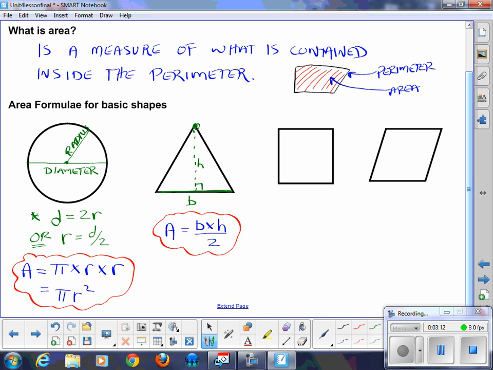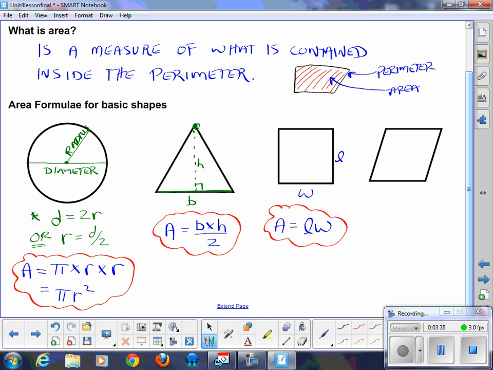Over here we have a square or a rectangle. I'm going to assume it's a worst case scenario, it's a rectangle. So we have width and we have length. Area is equal to length times width. I guess probably length times width is the one that rolls off the tongue a little bit better. So there we are. And the last one I want to look at is a parallelogram.